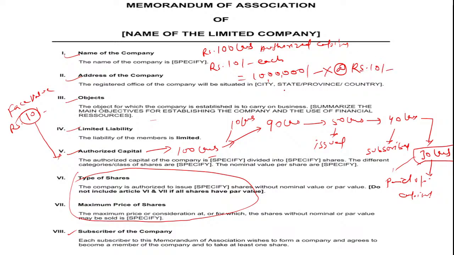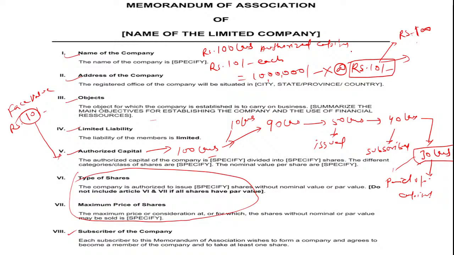So what will happen, friends? Many times, though the company says the face value of the share is rupees 10, in the market the public is ready to buy this company's share at, suppose, rupees 100. Investors are ready to buy the company's shares at rupees 100, whereas the face value of the shares of the company is rupees 10 only.